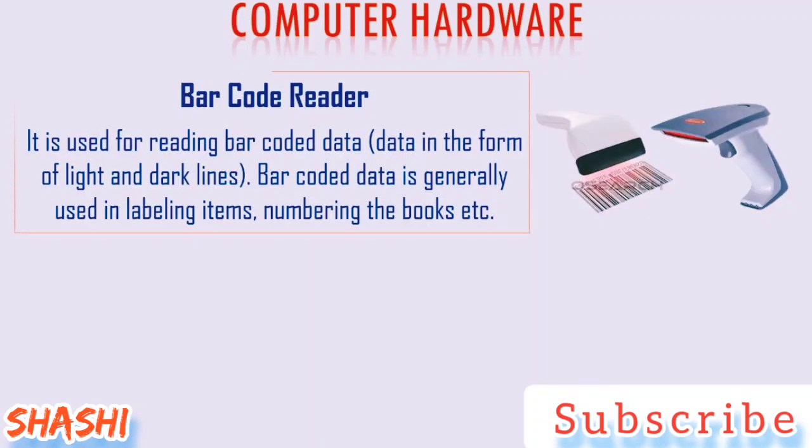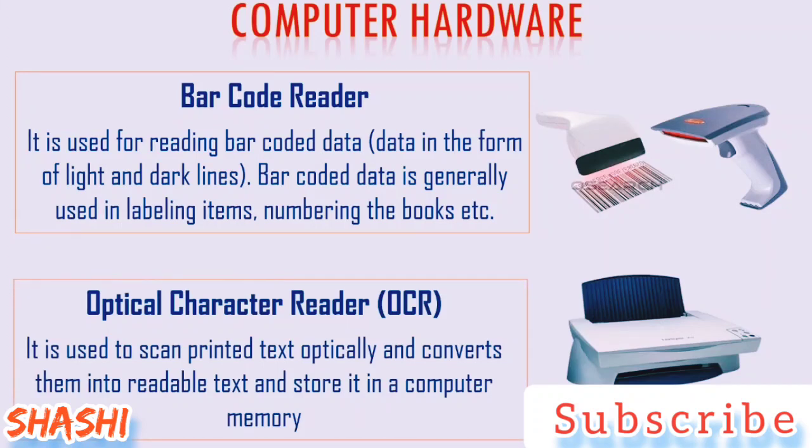Barcode reader. It is used for reading barcoded data in the form of light and dark lines. Barcoded data is generally used in labeling items, numbering books, etc. Optical character reader, OCR. It is used to scan printed text optically, convert it into readable text and store it in computer memory.